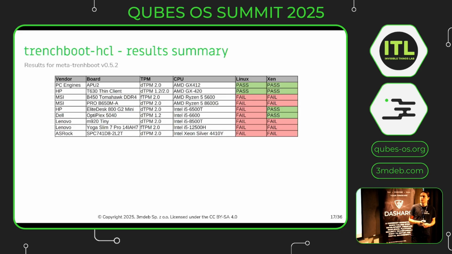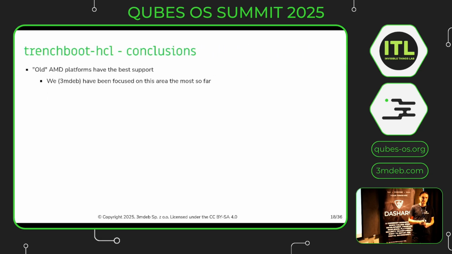So we had a bunch of older AMD, a bunch of newer AMD, a bunch of older Intel boards, newer Intel boards, one server board, a laptop, thin clients, a workstation. So not that much, but a few different kinds of hardware. What are the results so far from that? Definitely the older AMD boards have the best support in our integration. Right now, it's maybe obvious because we as FreeMDeb specifically have been mostly focused on that for the last couple of years even.